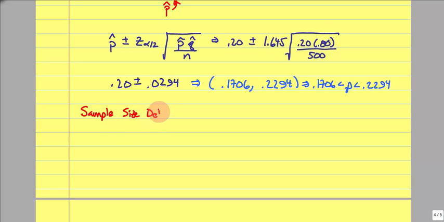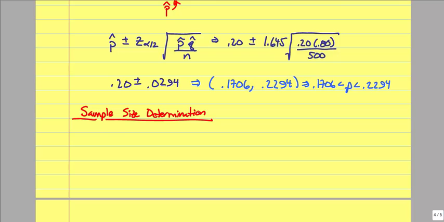So for instance, if I was doing some sort of a survey based on an upcoming election, I might say, well, I want to be plus or minus 2% for my margin of error with a 95% confidence. How many people will I have to go ask? So these are the types of problems we like to work backward.